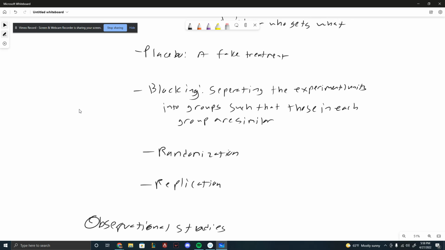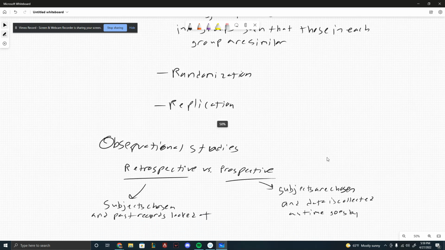Blocking is separating the experimental units into groups so that the people or things in each group are fairly similar. Randomization is just making sure you're randomly selecting from a population, because when you start doing hypothesis testing in the next unit, you are going to need to realize everything needs to be random. And then replication, maybe doing the same experiment more than once, because let's say something happened in your first run that impacted your results, but you wouldn't know unless you ran the experiment a second time. That helps get your variability out of the way.